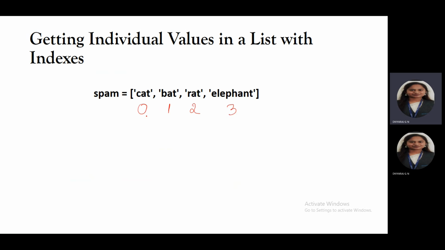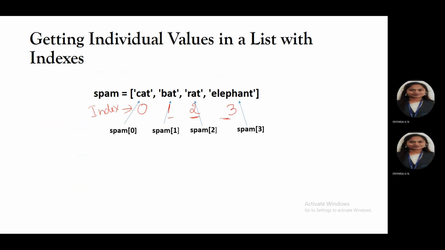In the list, the first item is cat. It is represented by an index, that is number 0. The second item in the list is bat. So how to identify where it is located? It is in the first position here. The next are 2 and 3. So you can see the index is like this: spam of 0 is cat, spam of 1 is bat, spam of 2 is rat, and spam of 3 is elephant. This is how you can get the individual values.